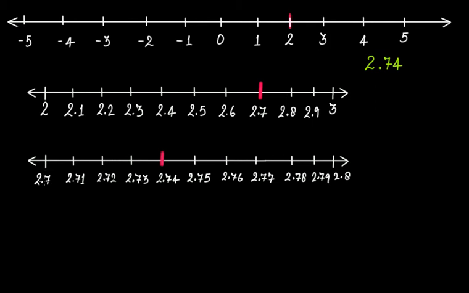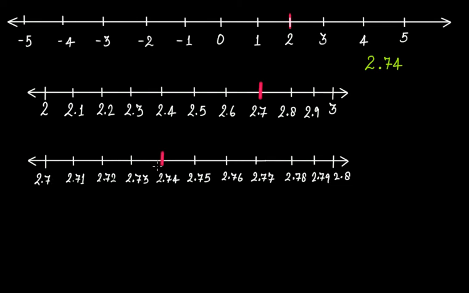That is what we have done here. Here it is 2.7, here it is 2.8. Then 2.71, 2.72, 2.73, 2.74, 2.75, 2.76, 2.77, 2.78, 2.79 and then 2.8. You have to represent 2.74 and that is what you have represented here.